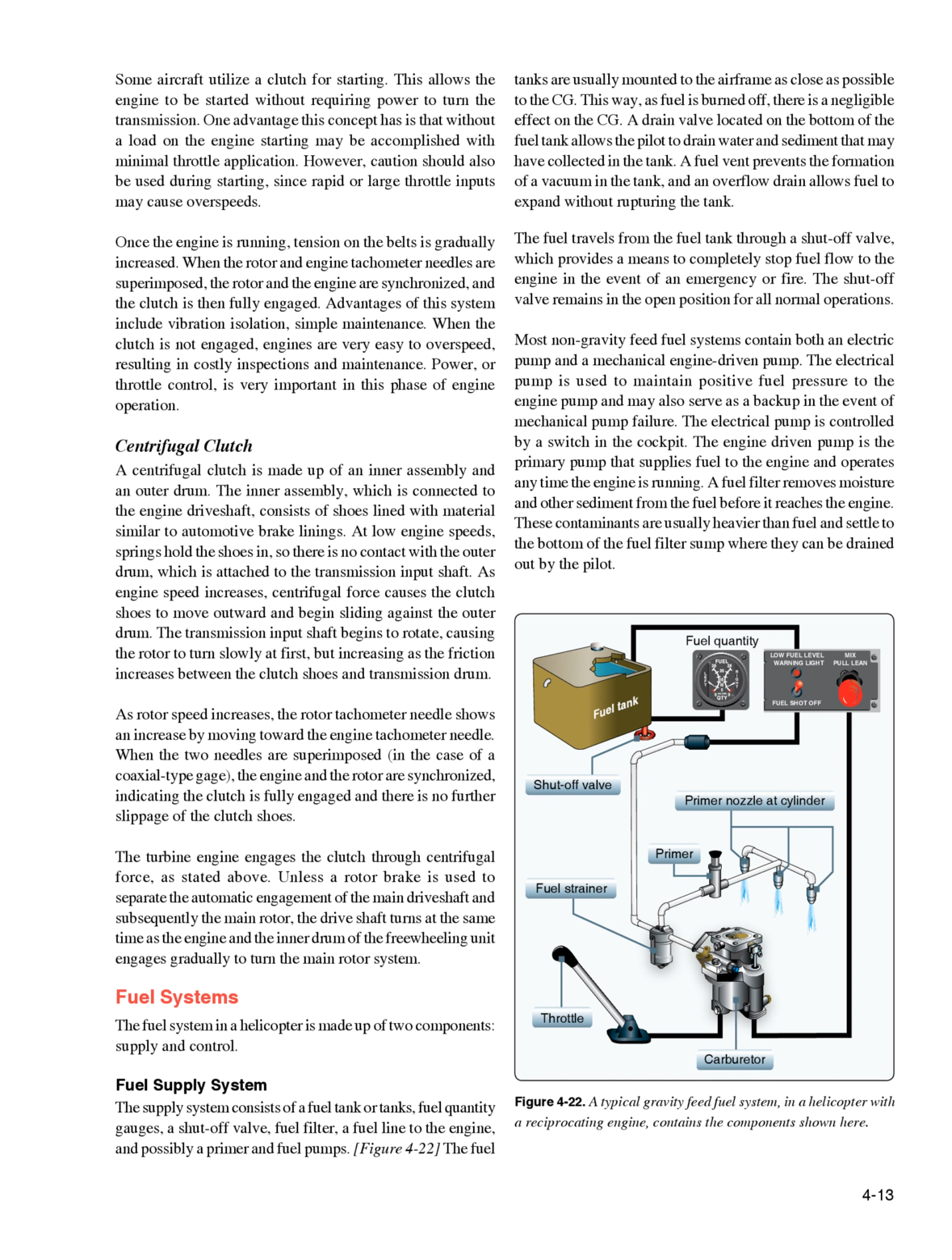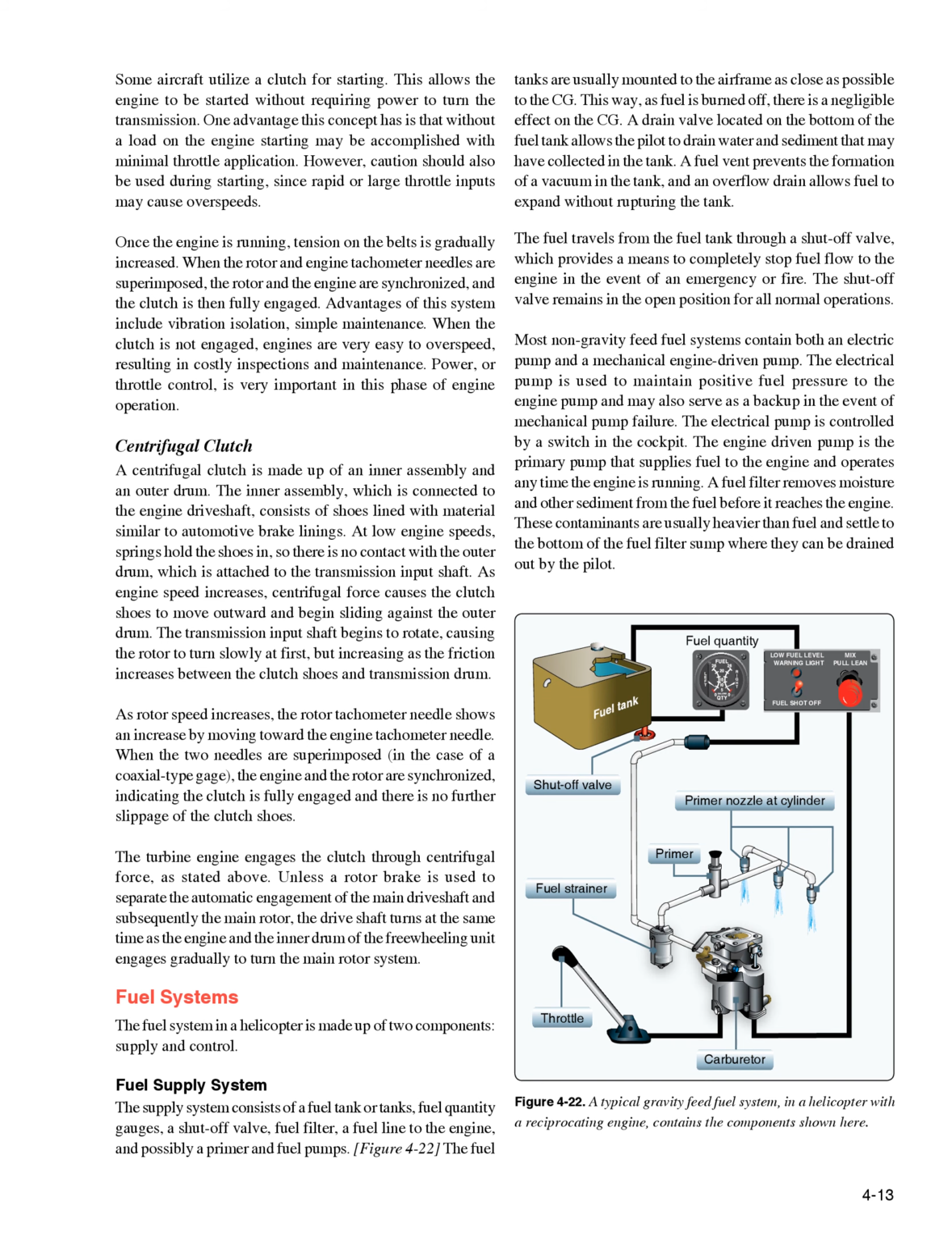At low engine speeds, springs hold the shoes in, so there is no contact with the outer drum, which is attached to the transmission input shaft. As engine speed increases, centrifugal force causes the clutch shoes to move outward and begin sliding against the outer drum. The transmission input shaft begins to rotate, causing the rotor to turn slowly at first, but increasing as the friction increases between the clutch shoes and transmission drum.